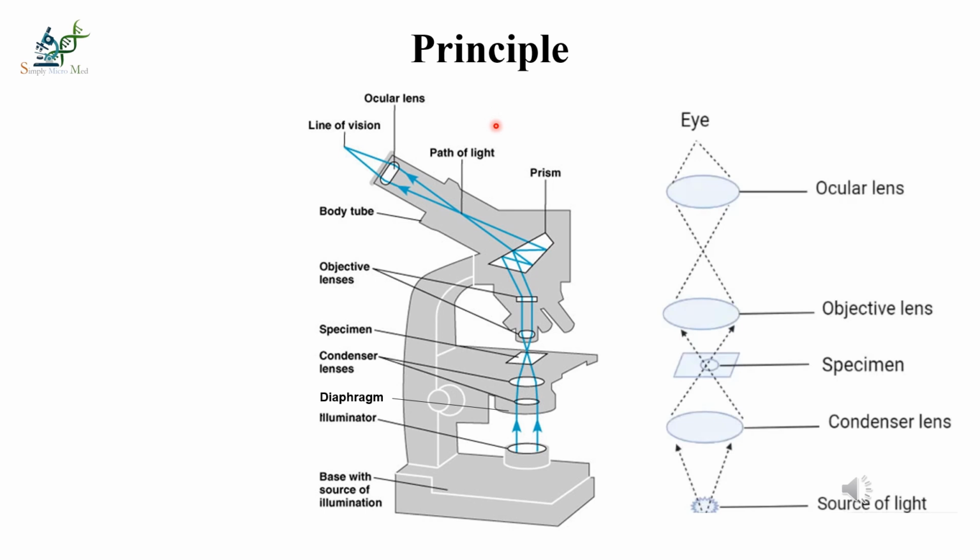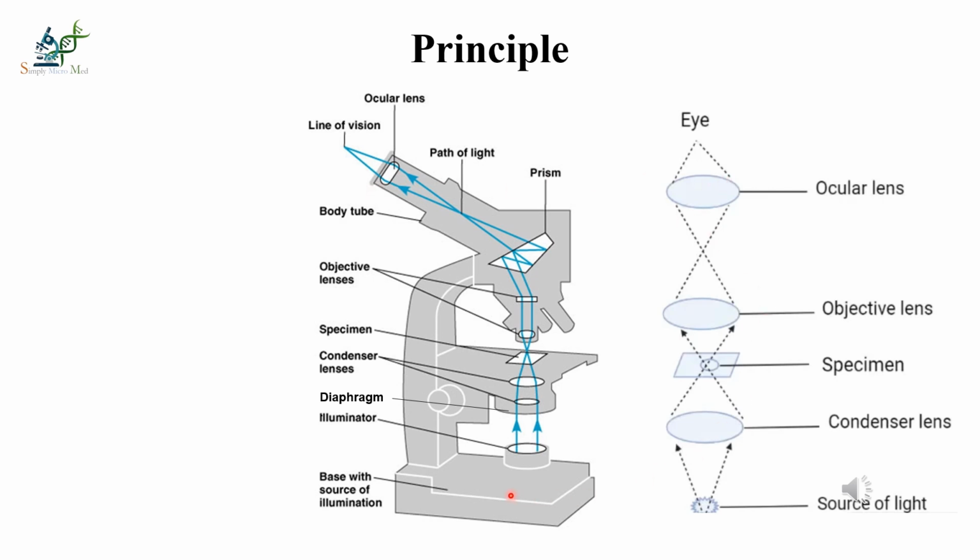So now the principle of the compound microscope, and these are the parts of the compound microscope. This is the light source, and this is the condenser. In between the condenser and light source, there is a diaphragm, and this is the specimen stage. We will keep the specimen here on the microscope stage, and these are the objective lens, and these are the ocular lens.